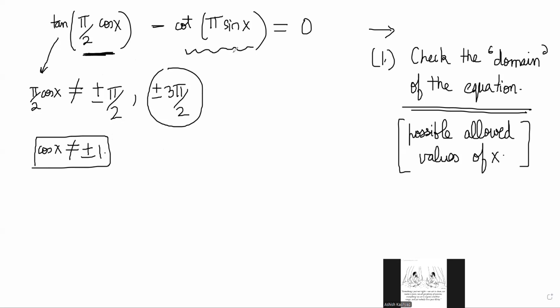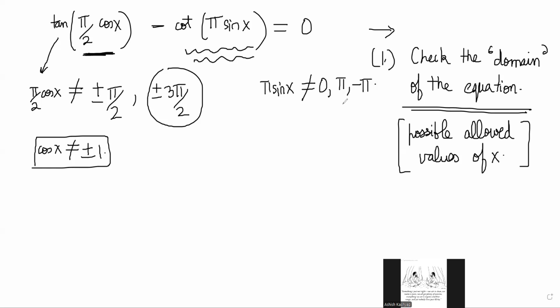Similarly, what can we say about this? When is this defined? Cot function has a denominator of sin x. So sin x should never be 0, right? Sin x is 0 when x is any integer multiple of pi. So the input to the cot cannot be an integer multiple of pi. Here the input is actually pi sin x, which cannot be equal to 0, pi or minus pi, right?